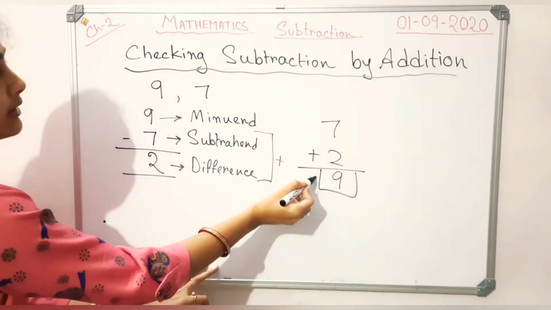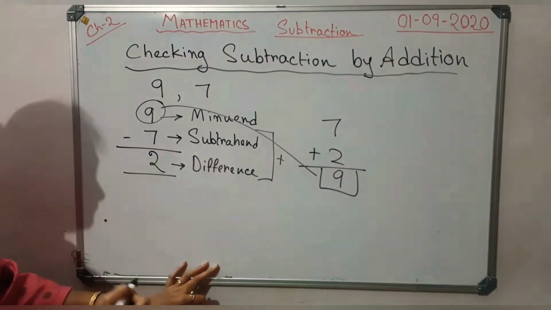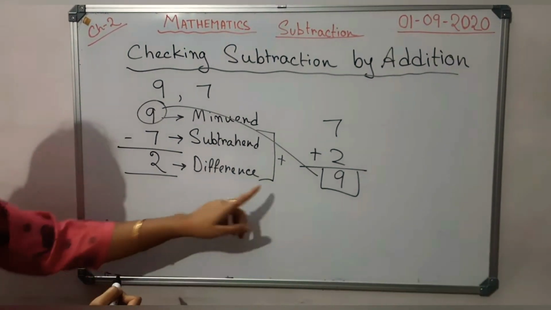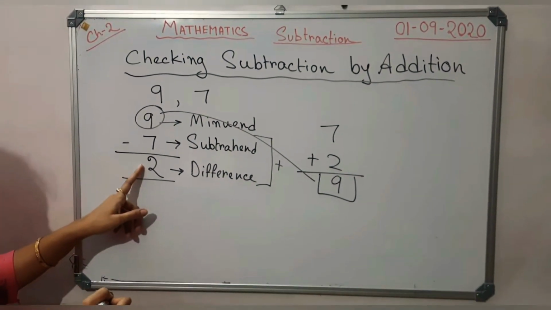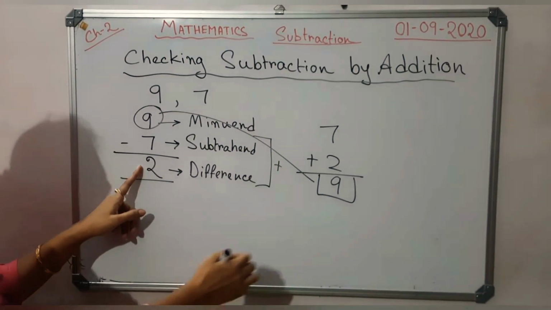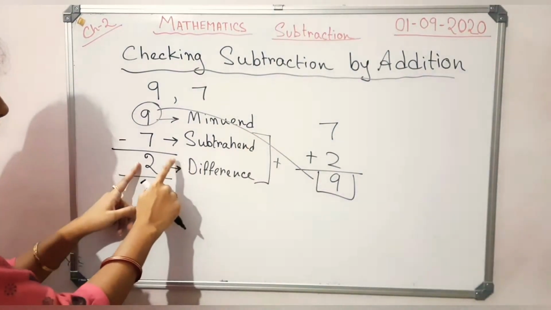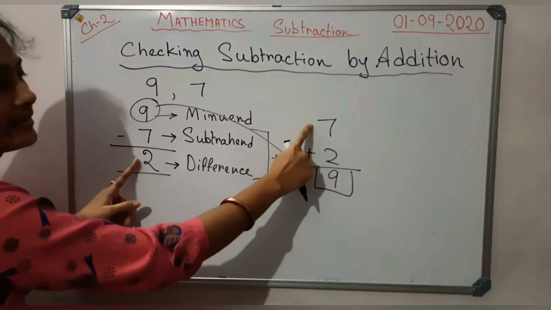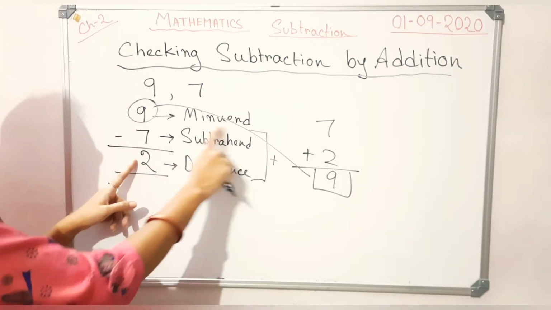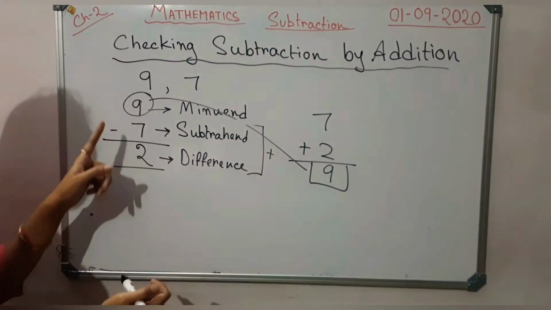See, now check. 9 was given only. So the answer I got over here is correct. How? Because if I add this subtrahend and difference, 7 plus 2, then only I will get the minuend. So my answer is correct.